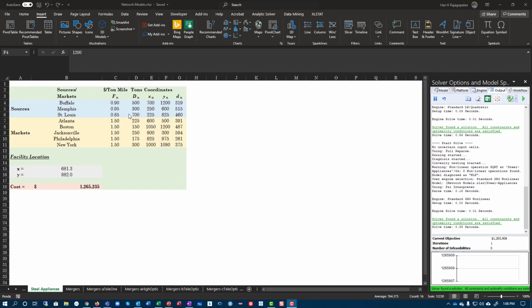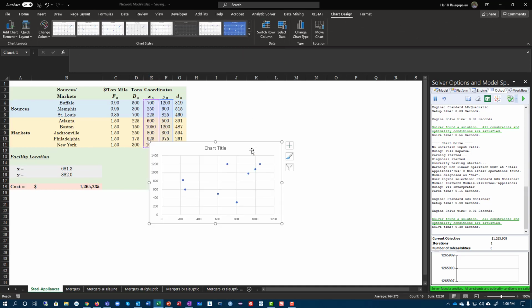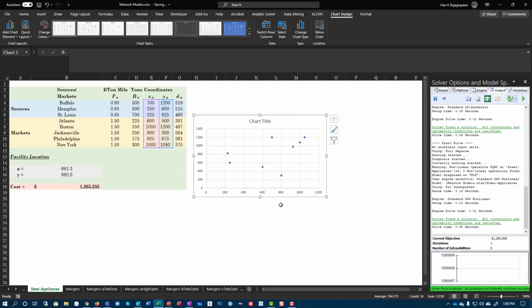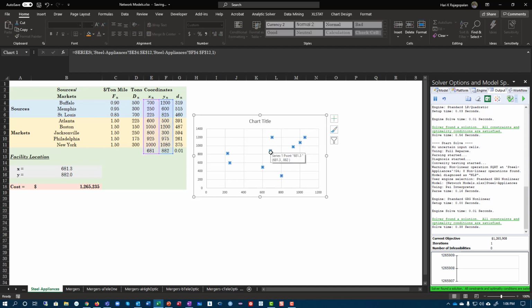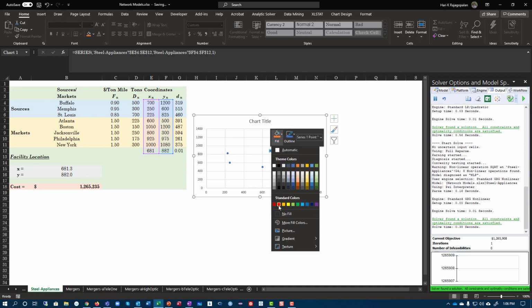So if you wanted to visualize this, you could easily select this and do a scatter plot. So here's the scatter plot of x and y axis. And so you're looking at 681, which is somewhere here, right? 681 and 882, which is somewhere here. So let's go ahead and just put this number, 681.3 and 882, right? So if we look at this and we go ahead and select this also, now we can see this here. This is where your plant is going to be. And so let's go ahead and change the color here.